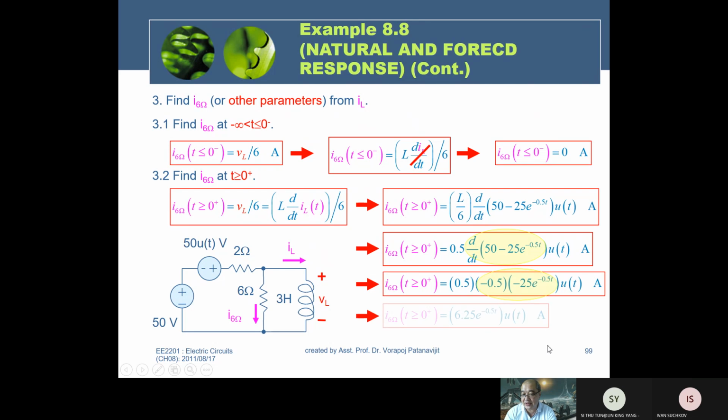In this form, you can see that I6 ohm will be equal to 6.25 e to the power minus 0.5 t. It means sooner or later, at time infinity, I6 ohm will be 0 again, because when the inductor is fully charged at time infinity, it performs like a short circuit. If it's a short circuit, all the current will flow in the inductor part.